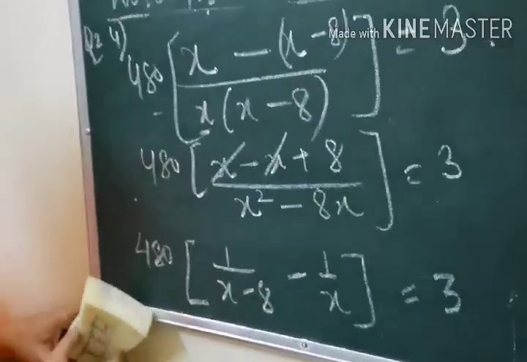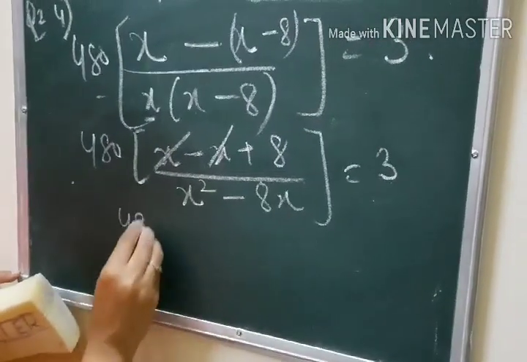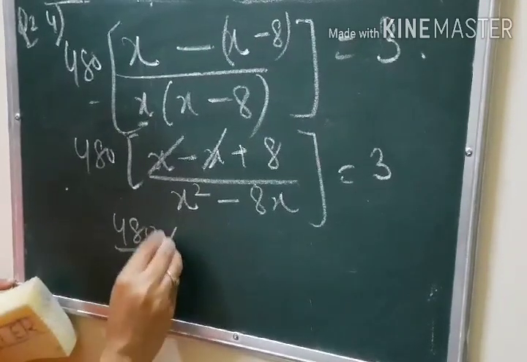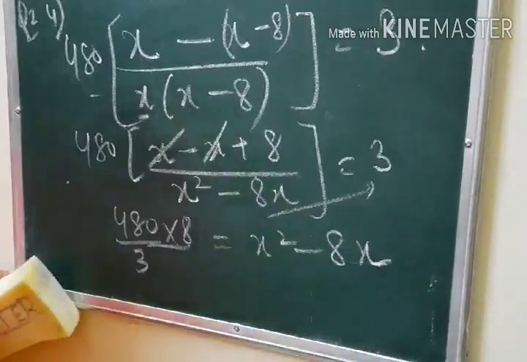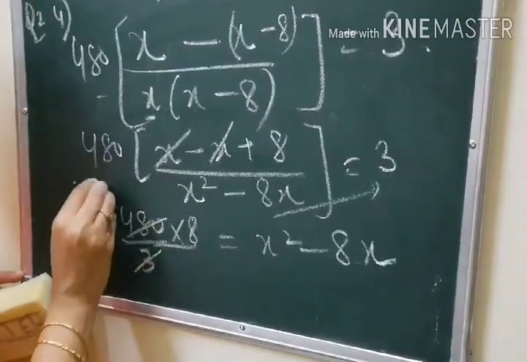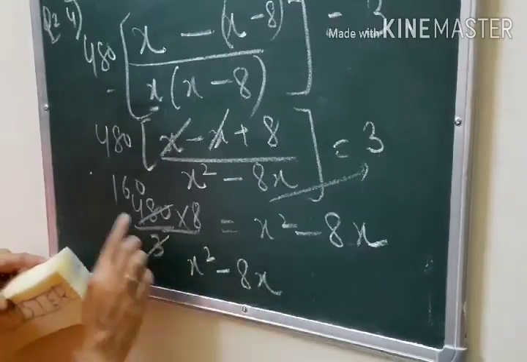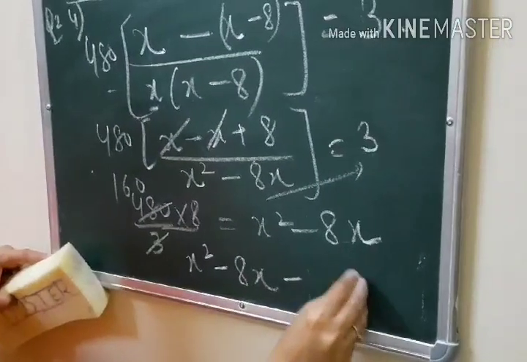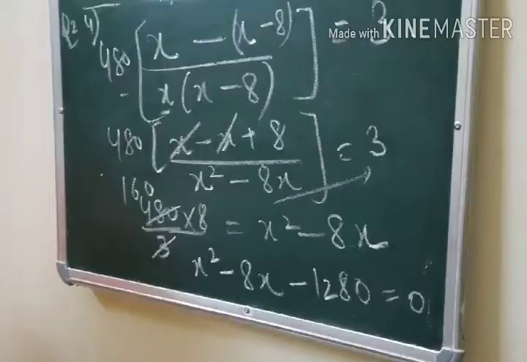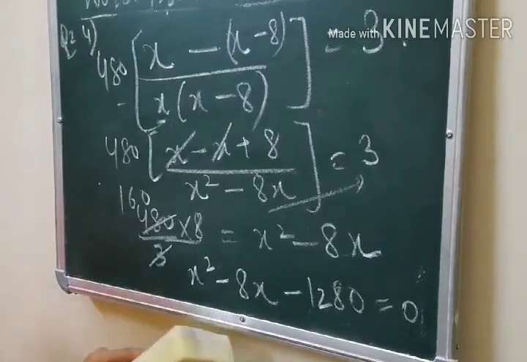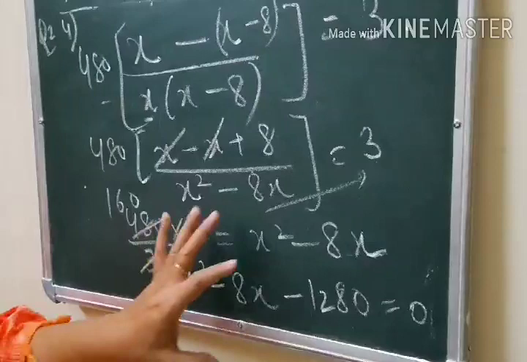Now x and x cancel. Now what we will do, I am shifting this 3 to this side. 480 upon 3 into 8 is equal to this, I am shifting to this side, x square minus 8x, because I have to make a quadratic equation. So it is 3 into 160. Now frame an equation, x square minus 8x, and 160 into 8 is 1280, is equal to 0. So this is your quadratic equation. You can solve it further by any of the methods which you can do. I hope this is clear.